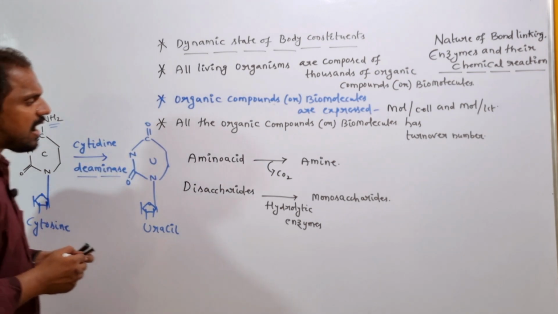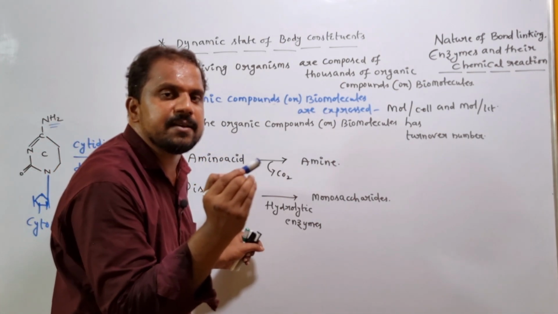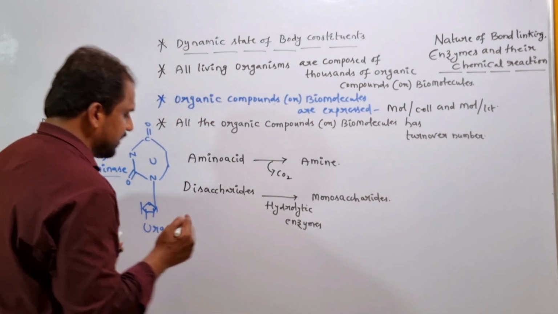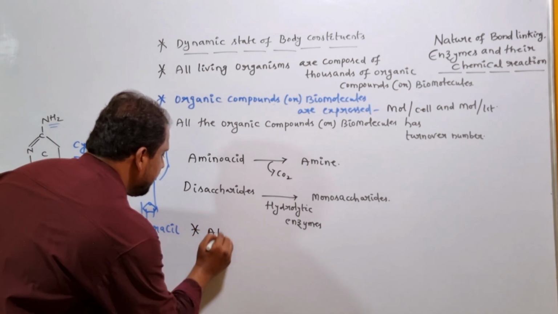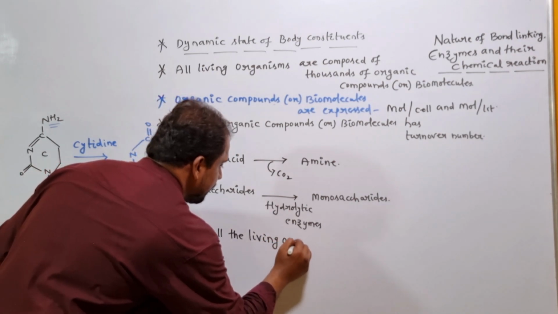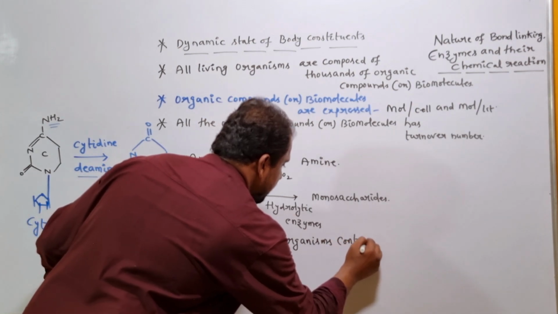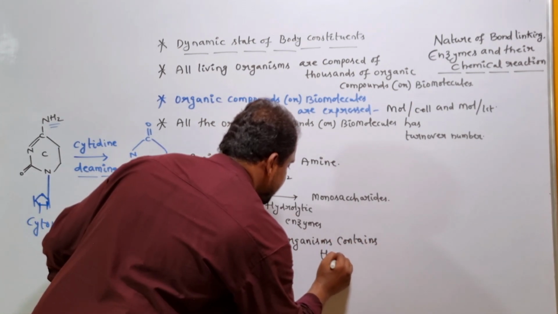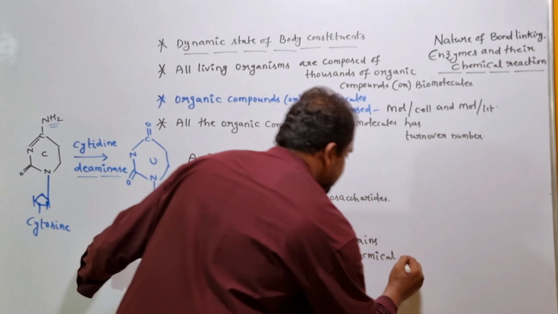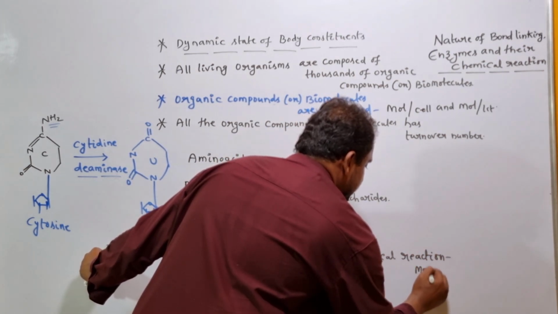Is it clear? So here all these chemical reactions which most commonly occur in one particular living organism, here it is termed as what? Metabolism. Is it clear? So let me write it here. All the living organisms contain these chemical reactions which are termed as metabolism.